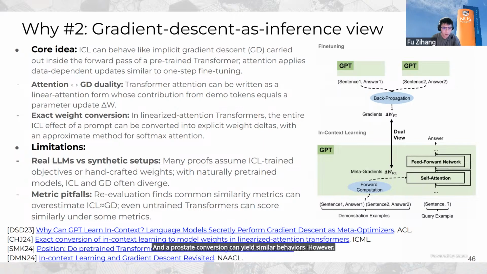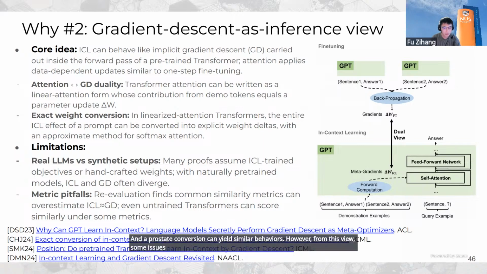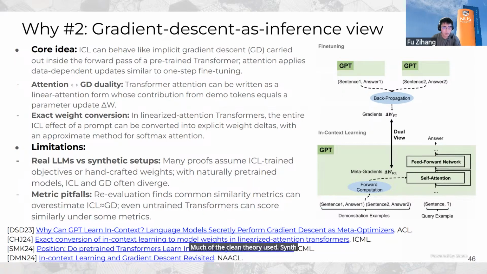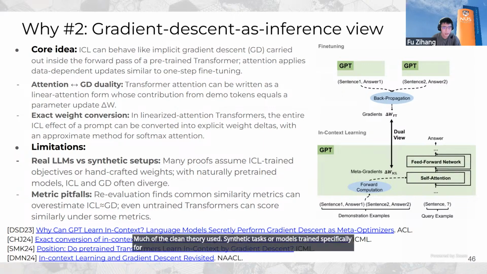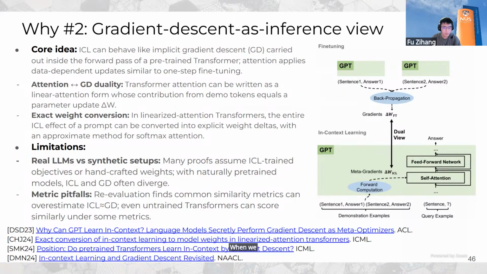However, from this view, some issues still remain, and much of the clean theory uses synthetic tasks or models trained specifically for ICL. When we test natural pre-trained language models, ICL and true gradient descent can diverge. Also, some commonly used similarity metrics turn out to be fragile. Re-evaluations show that even untrained transformers can look similar under those metrics.